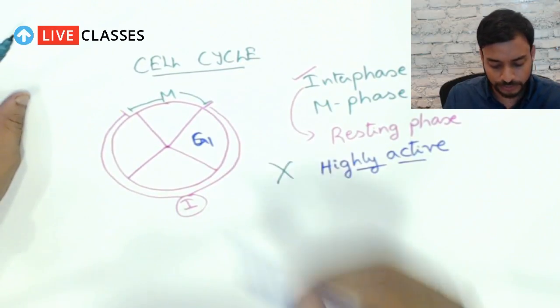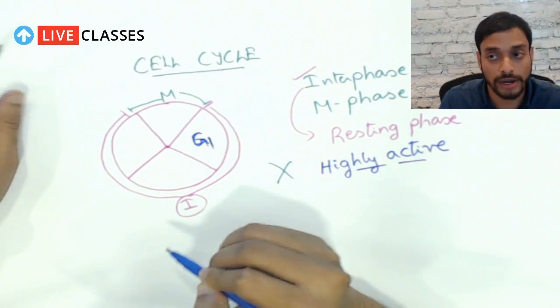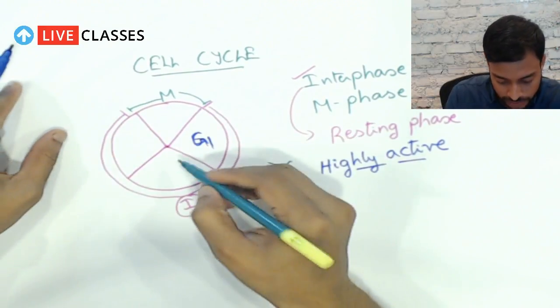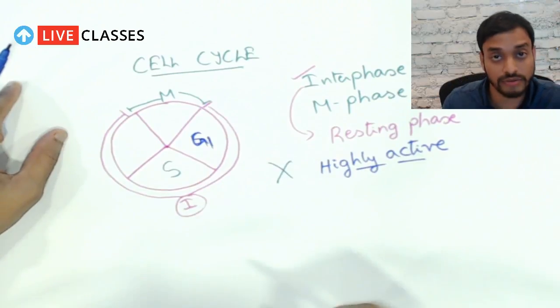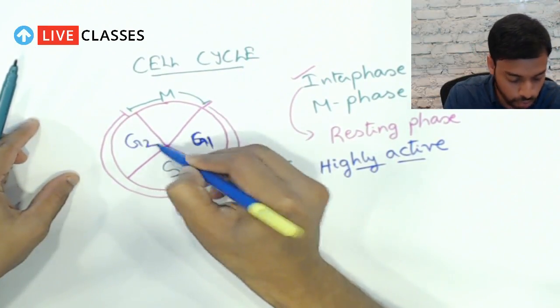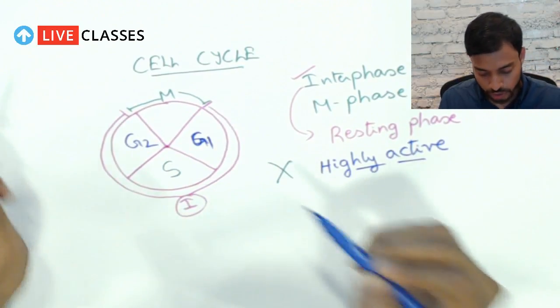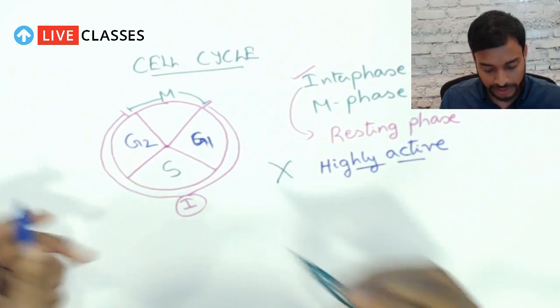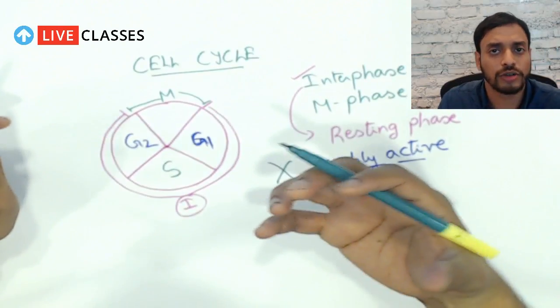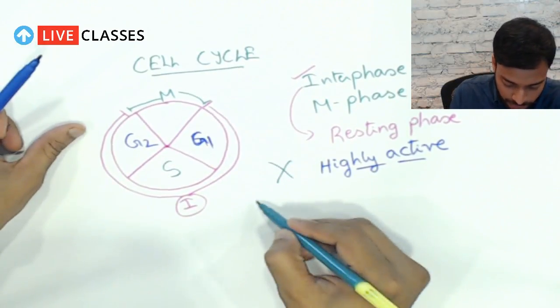So let's continue. We have this first phase which is known as G1. Now what's the next phase? The next phase is called S phase, and we have the third phase which is called G2 phase. So G1, S and G2 phases. Let's talk about these phases in detail, what a cell is actually performing in these phases. Which one will we talk about first? G1.